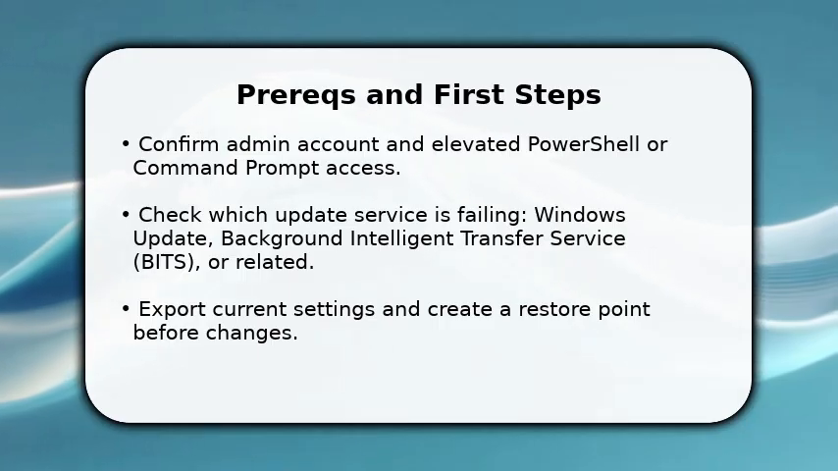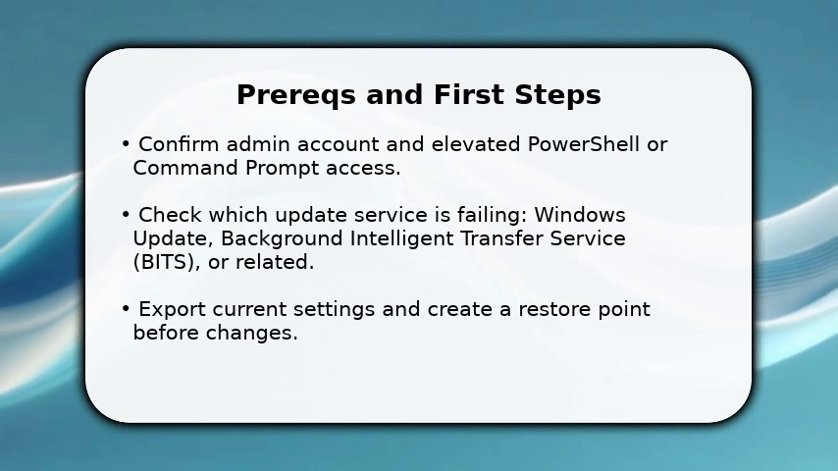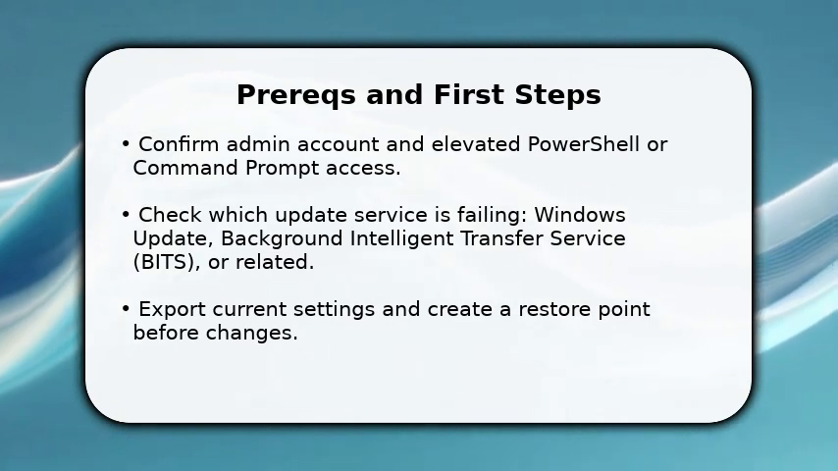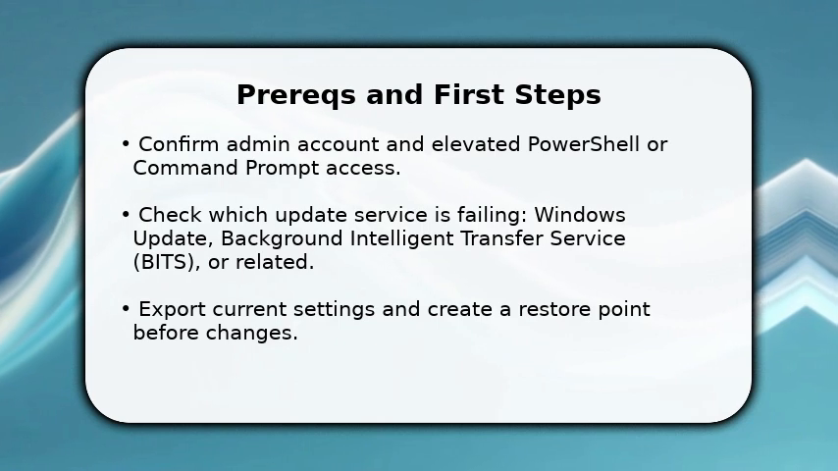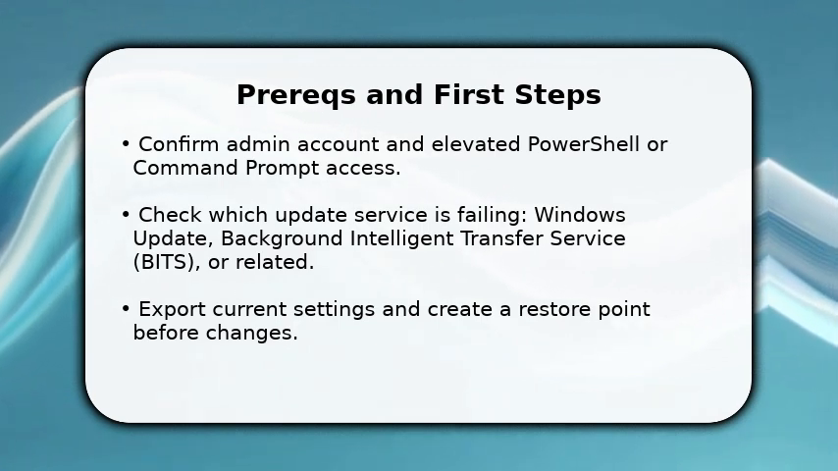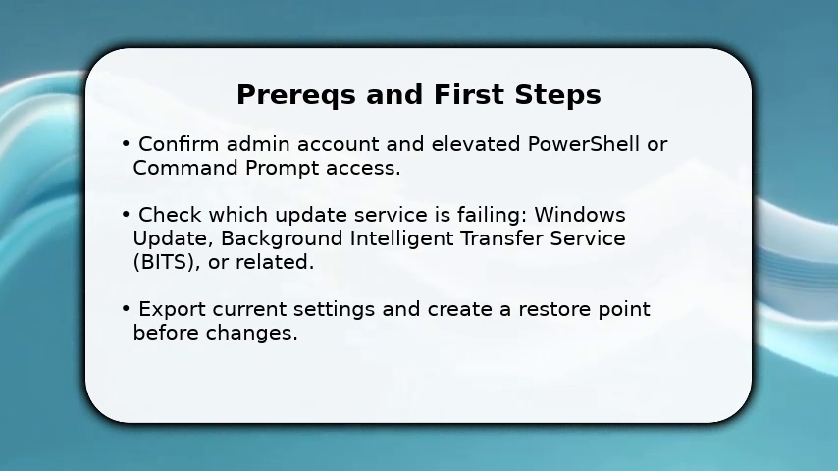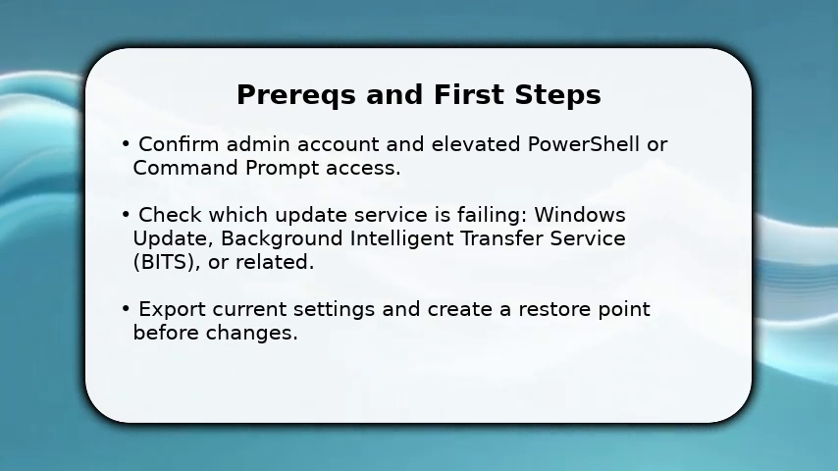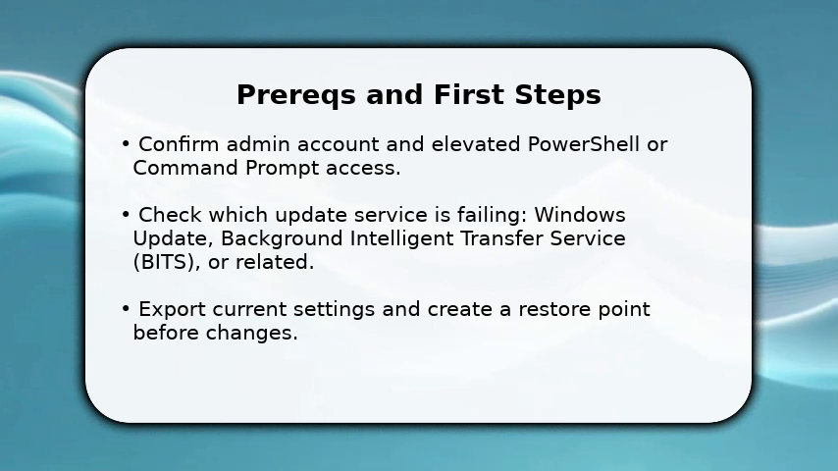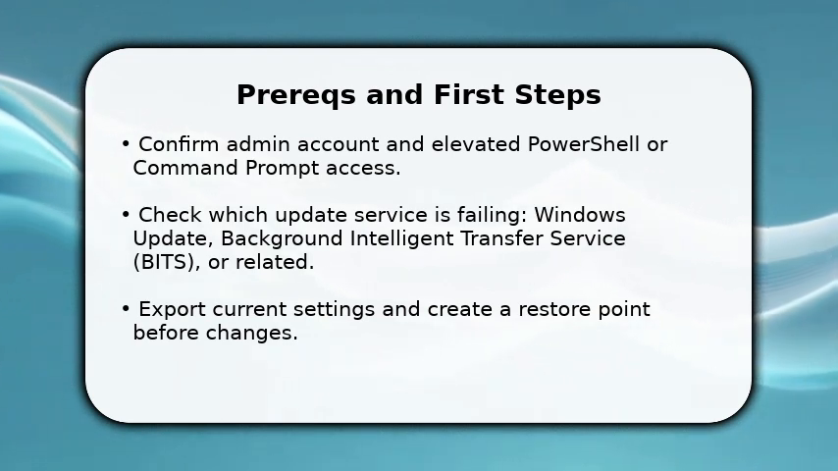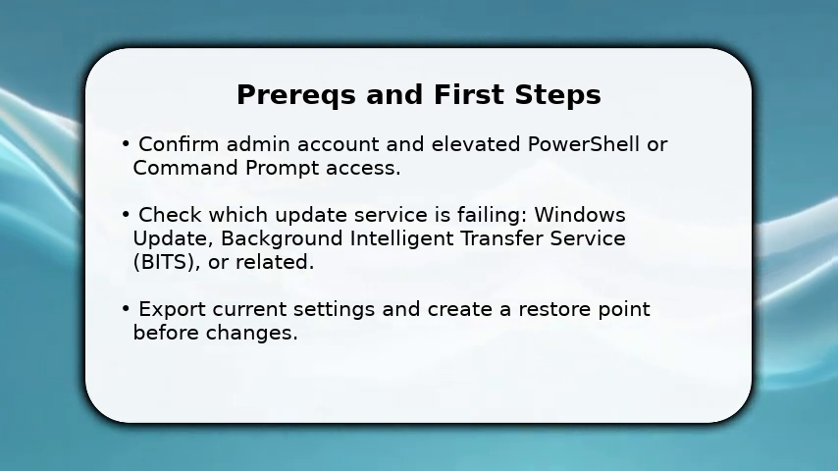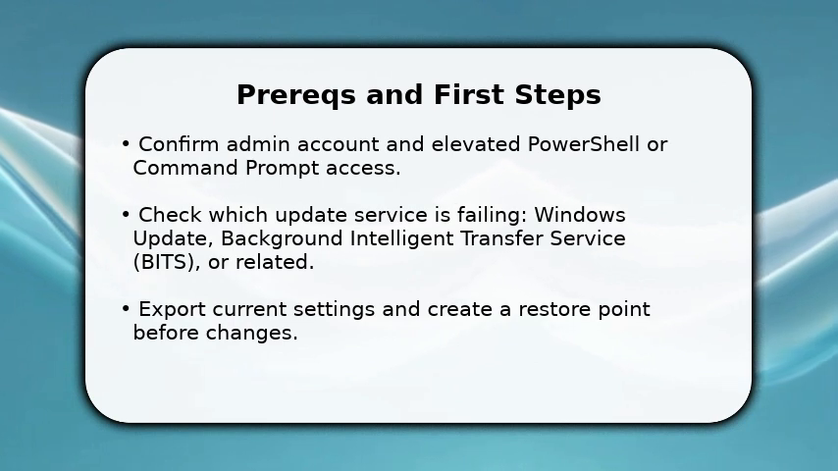You start by getting straight to work. Sign in with an admin account and open an elevated PowerShell or command prompt. Once done, identify the exact service failing, Windows Update, BITS, or a dependency, so you don't guess. Make sure to export current service settings and create a system restore point. This keeps you safe if something changes unexpectedly. You'll be taking immediate, reversible actions rather than wandering through menus.